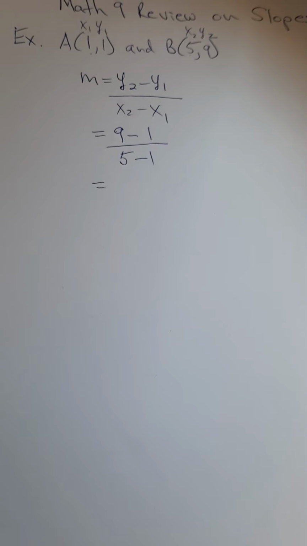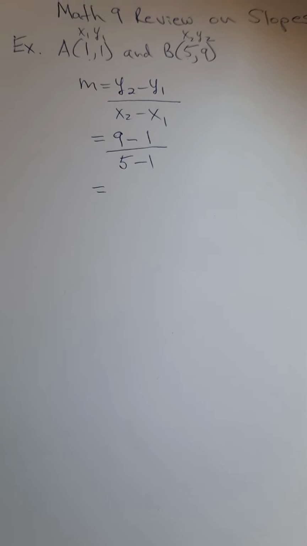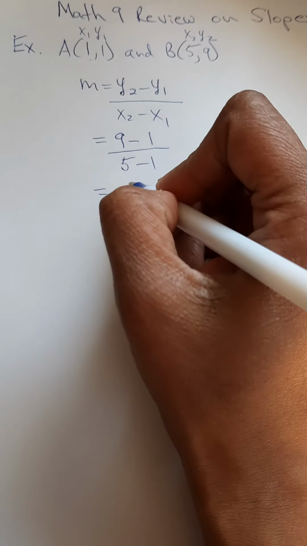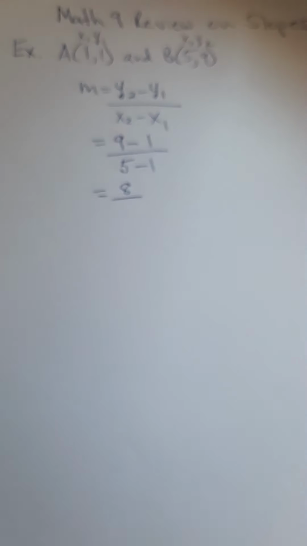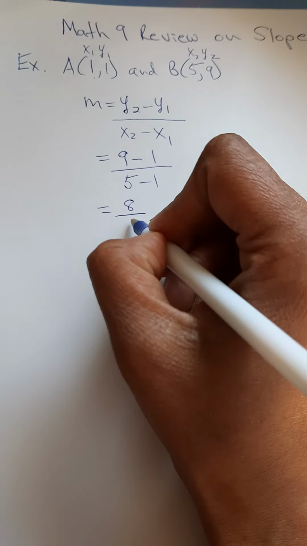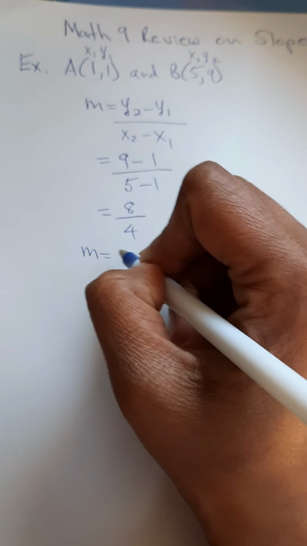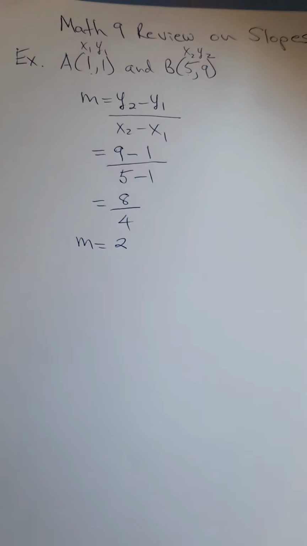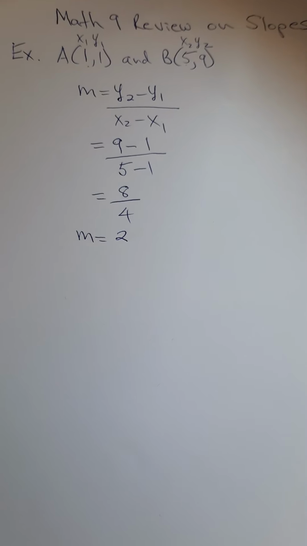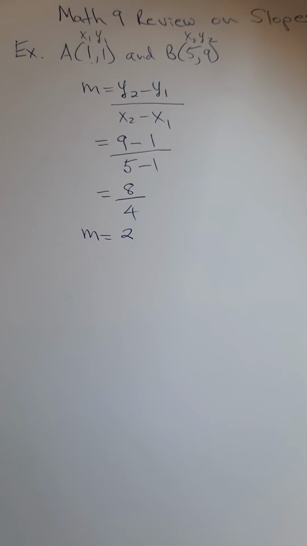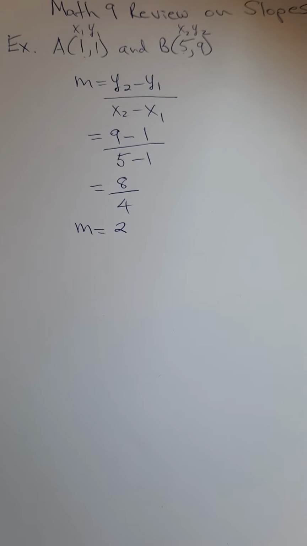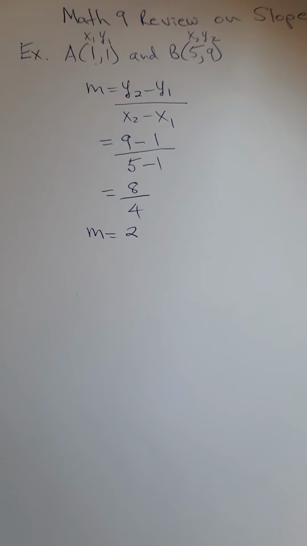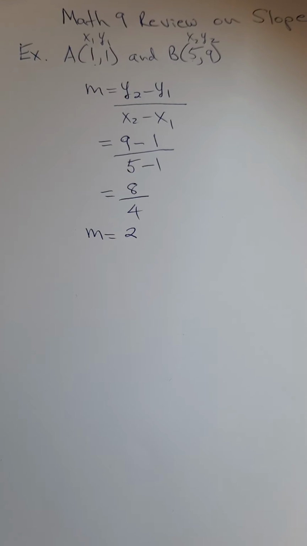Everyone see that? Just like this, I'm going to do 9 minus 1 on the top, which is equal to 8. On the bottom, we're doing 5 minus 1, which is 4. Then you're going to divide and simplify. So I'm just doing 8 divided by 4, which is equal to 2. That's basically how you find the slope. Again, I'm just putting it into the formula for slope.